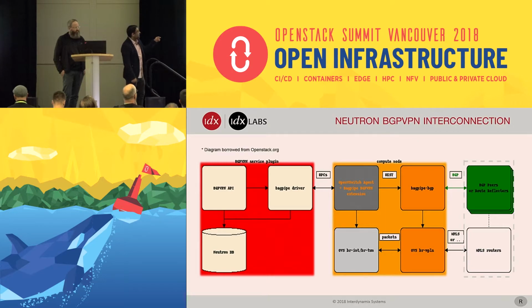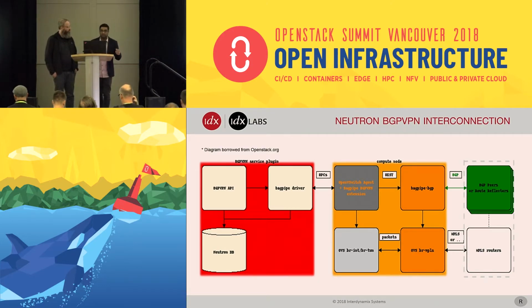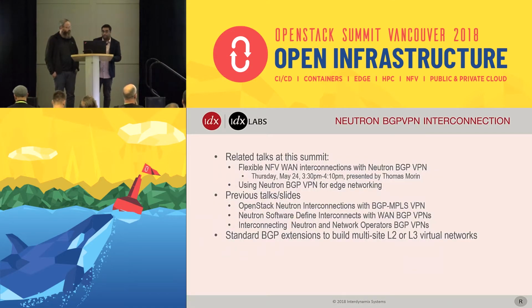And there are two different things here. There's an OVS MPLS bridge, which acts as a data plane for the VMs to send their traffic and communicate. And bagpipe acts as a control plane. So it advertises all the routes, and it's based on IP VPN as an option. Then EVPN you can also use. And there are related talks in the summit regarding this BGP interconnect, by Thomas Morin, and BGP VPN for the edge networking. And there are some previous talks as well regarding the same.